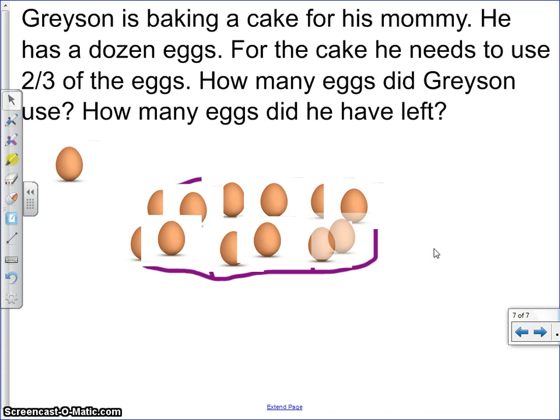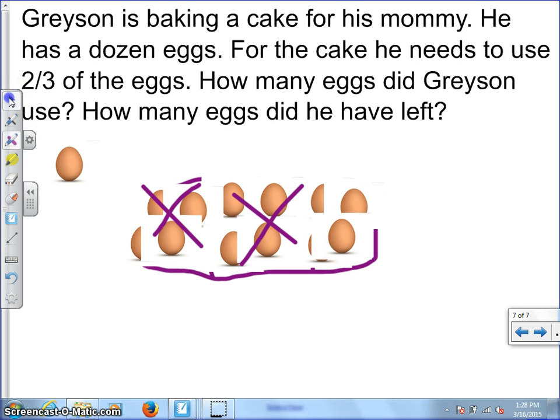And you can see that if I divide this into 3 groups, I'm going to have 4 eggs in each group. So 1/3 of these eggs would be 4 eggs, because that's how much is in one group out of 3 groups when I divide the 12 eggs into 3 groups. Okay? And the question says how many eggs did he have left? Well, if he uses 2/3, cross out 1/3, cross out 2/3. Okay, how many eggs did he use? Well, if he used 2/3, those are the 2 groups I crossed out, so he used 8. How many does he have left? Well, he has 4 left.